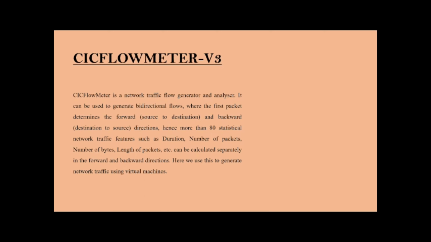What is CIC Flowmeter? CIC Flowmeter is a network traffic flow generator and analyzer. It can be used to generate bidirectional flows where the first packet determines the forward, that is source to destination, and backward, that is destination to source directions. Hence, more than 80 statistical network traffic features such as duration, number of packets, number of bytes, length of packets, etc. can be calculated separately in the forward and backward direction. Here we use this to generate network traffic using a Windows 10 virtual machine.